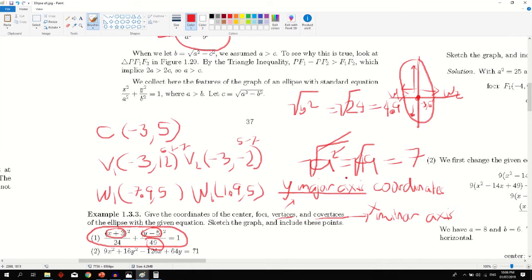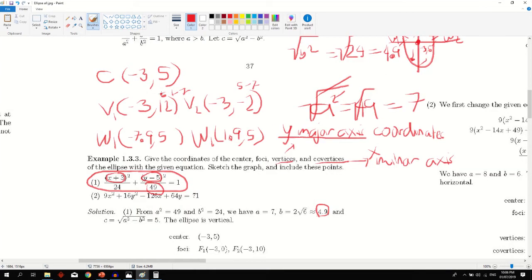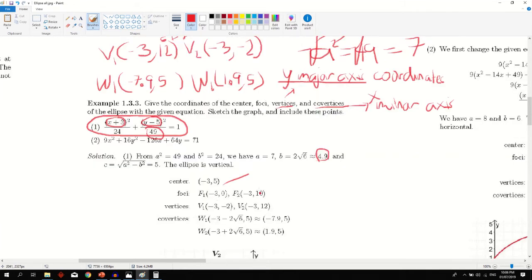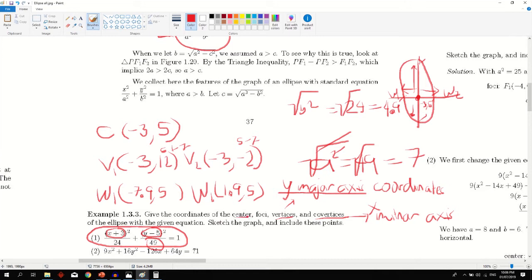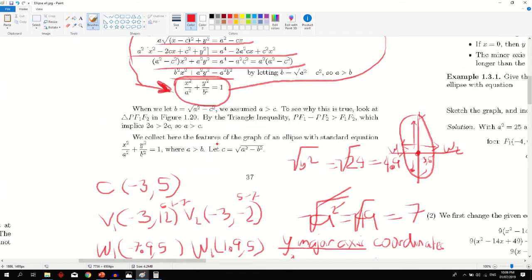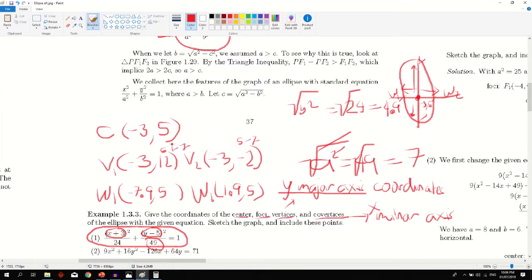So we need to sketch the graph. We already sketched the graph here, but it is not a good looking graph. So we will check if we have the correct answer. Okay, the center is negative 3, 5. Correct. The foci. Wait, we forgot the foci. Okay, so how to get the foci?